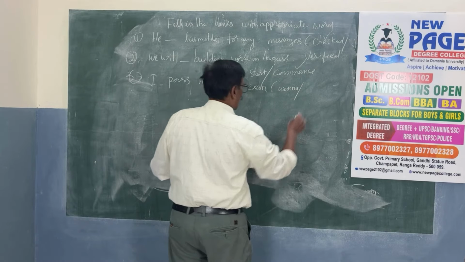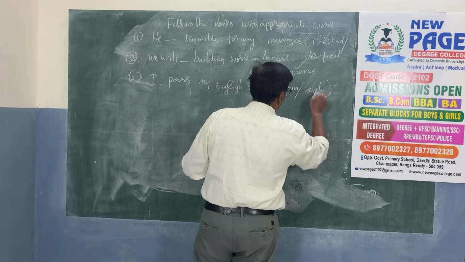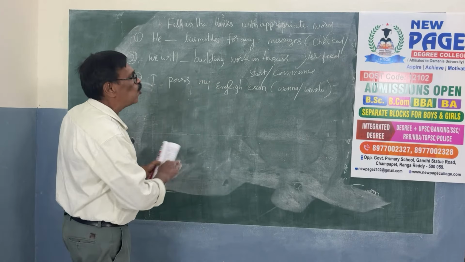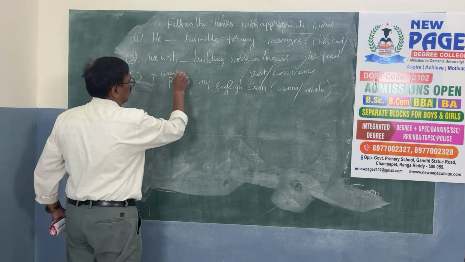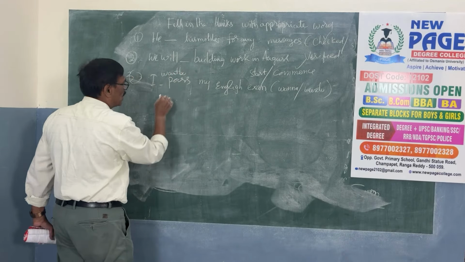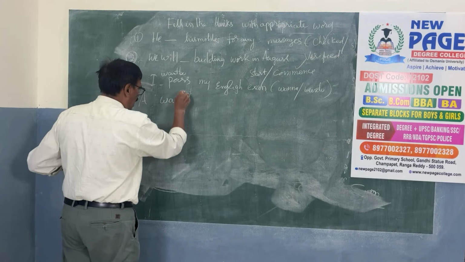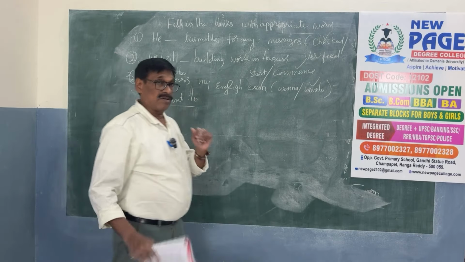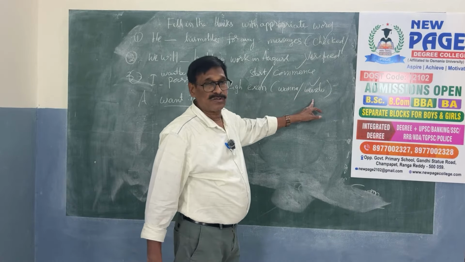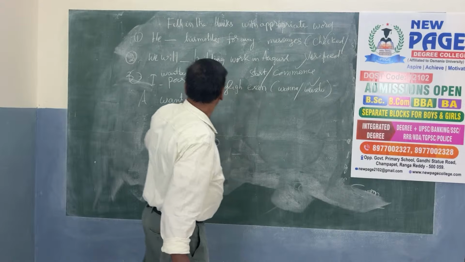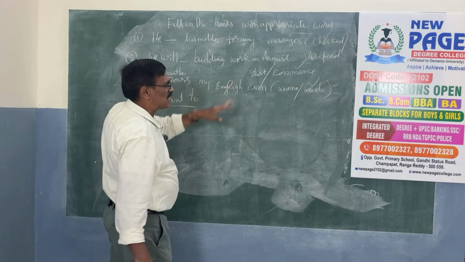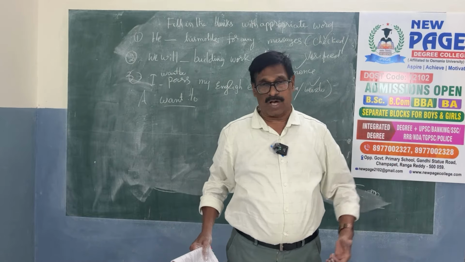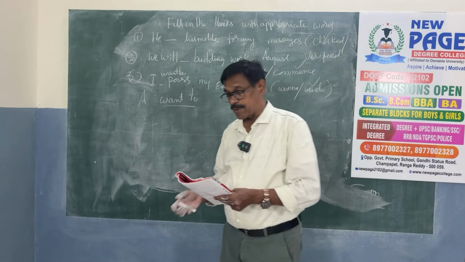Options: one, want to. What is the right answer here? I dash pass my English exam. What is the answer? Want to. This is the answer, the second one. What is the meaning of one and want to? See, that is a verb, and this is a noun. I want to pass my exam. We never say I want. So I want to pass my English exam tomorrow, that we have to say. So here also so many examples are here.